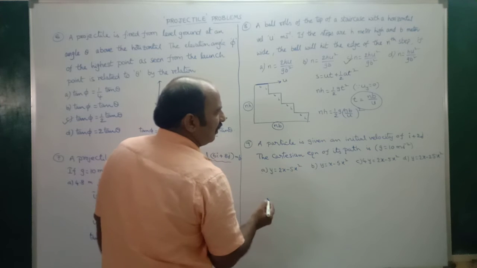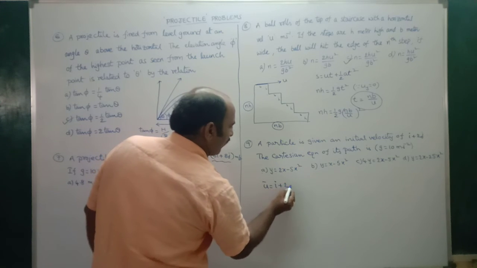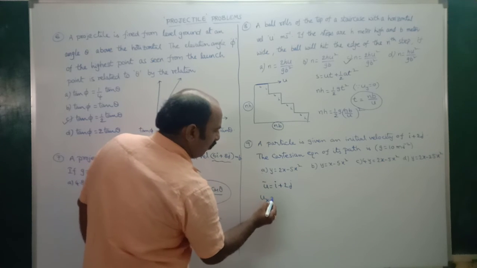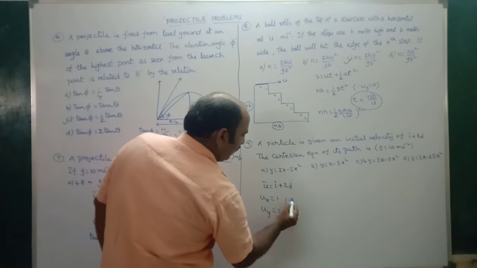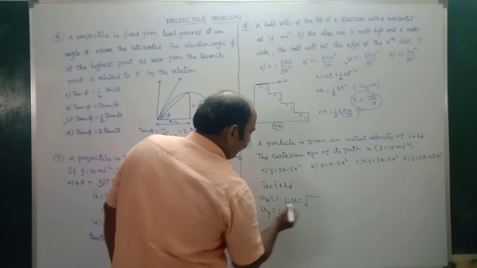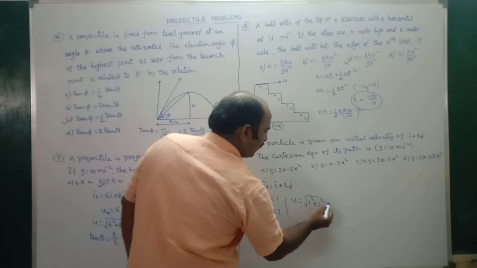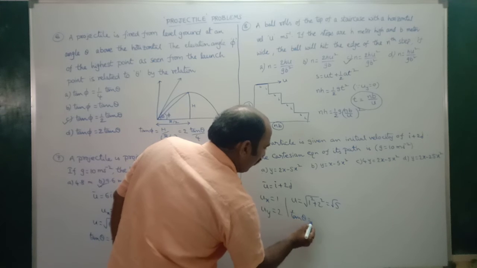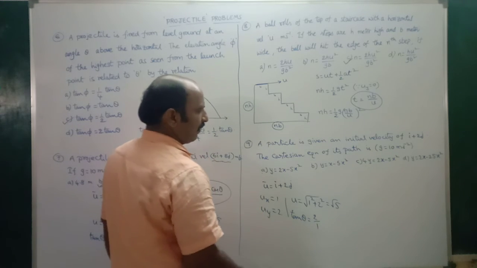And the last problem. A particle is given an initial velocity of i plus 2j. This is also in vector form. U bar is equal to i plus 2j. Here the horizontal and vertical components, ux is equal to 1 and uy is equal to 2. From this, the u value is root of ux square plus uy square. 1 square plus 2 square is equal to root 5. And tan theta value is y coordinate by x coordinate, we get 2 by 1, that is 2.